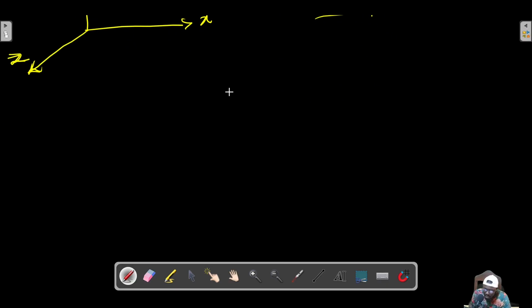So I'm considering a small control volume within a large material. That is what I'm doing.